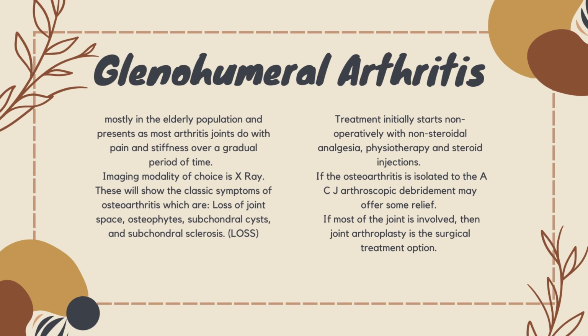If the osteoarthritis is isolated to the ACJ, arthroscopic debridement may offer some relief. If most of the joint is involved, then joint arthroplasty is the surgical treatment option. Total shoulder replacements can be anatomical or reverse. An anatomical shoulder replacement requires an intact rotator cuff, so a reverse shoulder replacement is preferable if the rotator cuff integrity is questionable. There is also an option for a hemi-shoulder arthroplasty, though this is used in cases where the glenoid is in good condition or the patient has multiple comorbidities and a long anesthetic is not desirable.